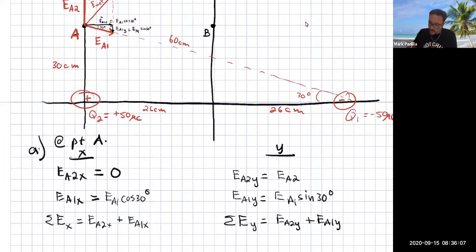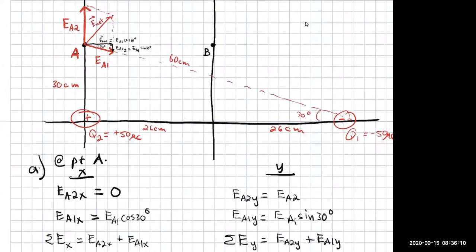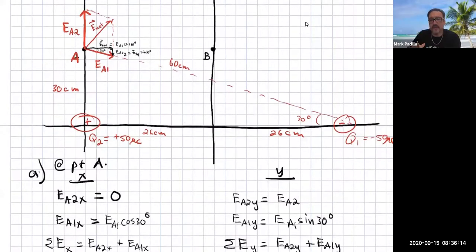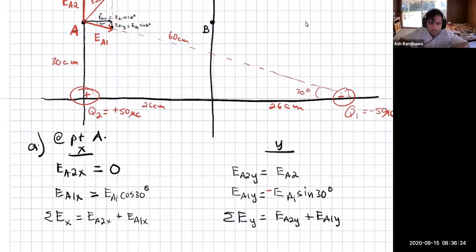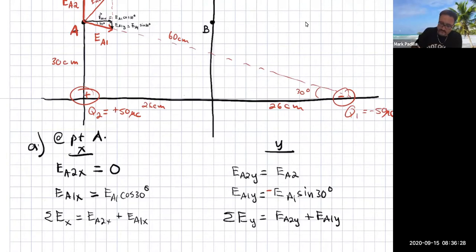What do we need? Say that again, AJ? Would it be minus EA1Y? Yeah, but we're going to embed that into it, and we'll do it right now. Is that negative important? Yeah, that's important because that vector is pointing downward. So we need the magnitudes. We need the magnitudes of EA1 and EA2. So let's go ahead and calculate those.